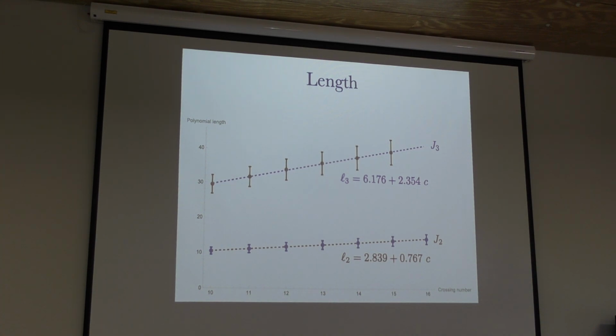This is related to how these polynomial invariants are computed using these star matrices. So what is length? What is the y-axis? Polynomial length is maximum degree minus minimum degree plus 1. The dots are the mean, and the error bars are one standard deviation in this data set. This is a function of crossing numbers. I take all the knots with 10 crossings, and I plot the mean and the standard deviation. The data set is very linear.